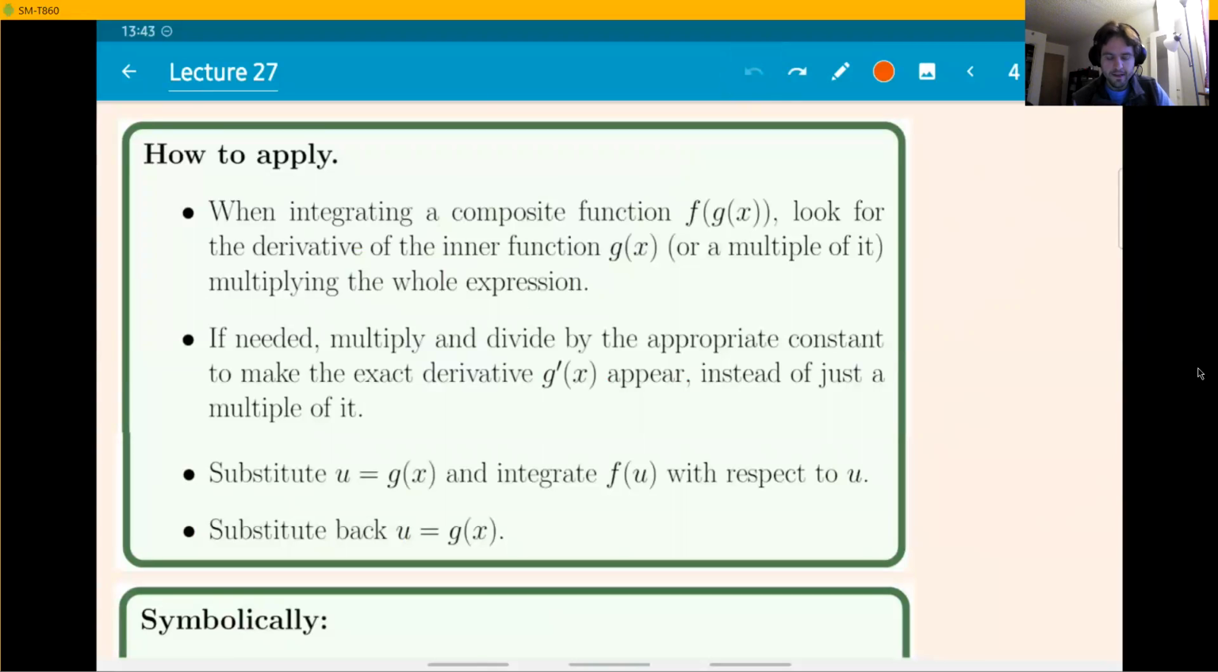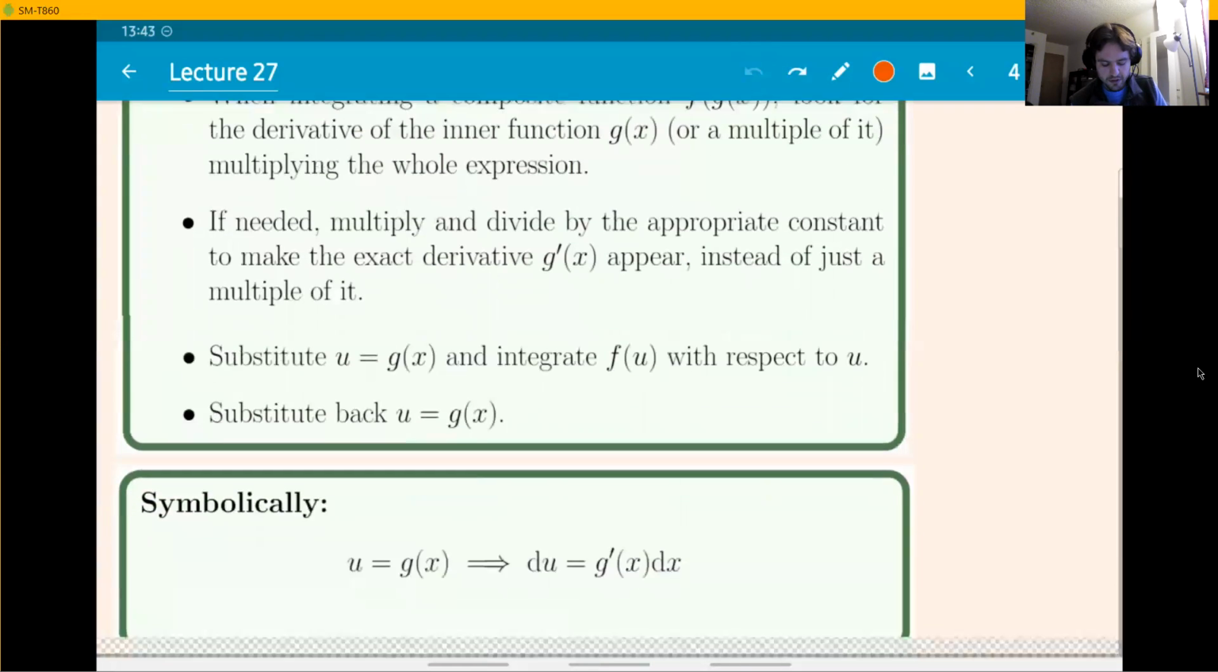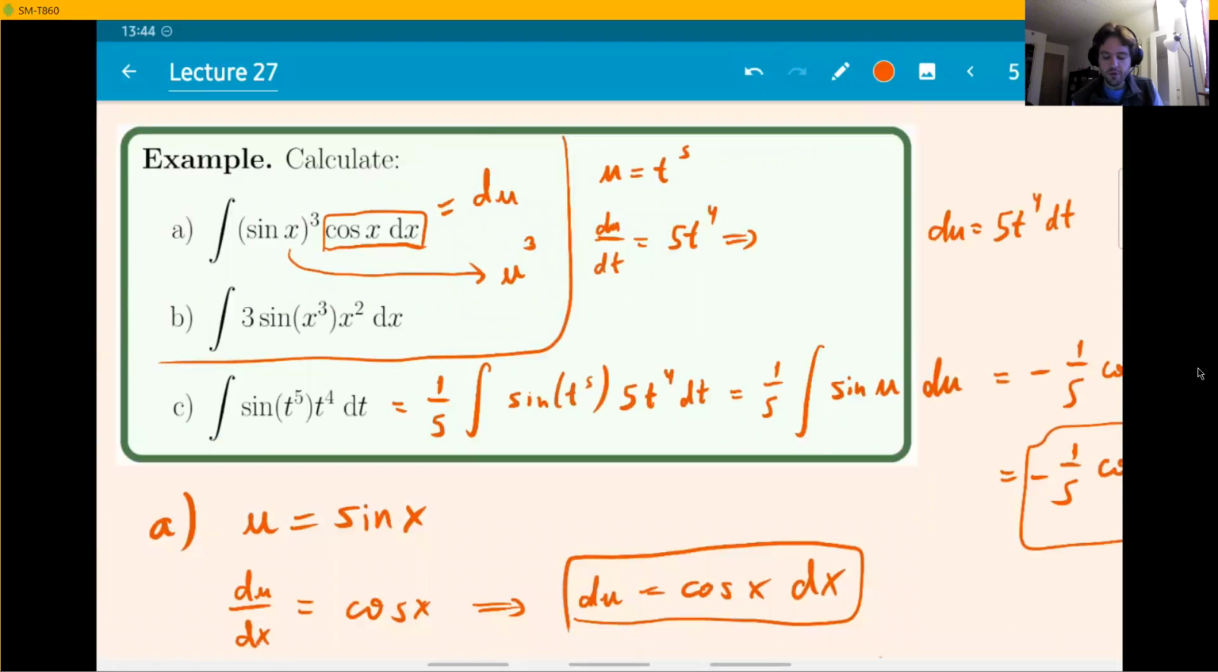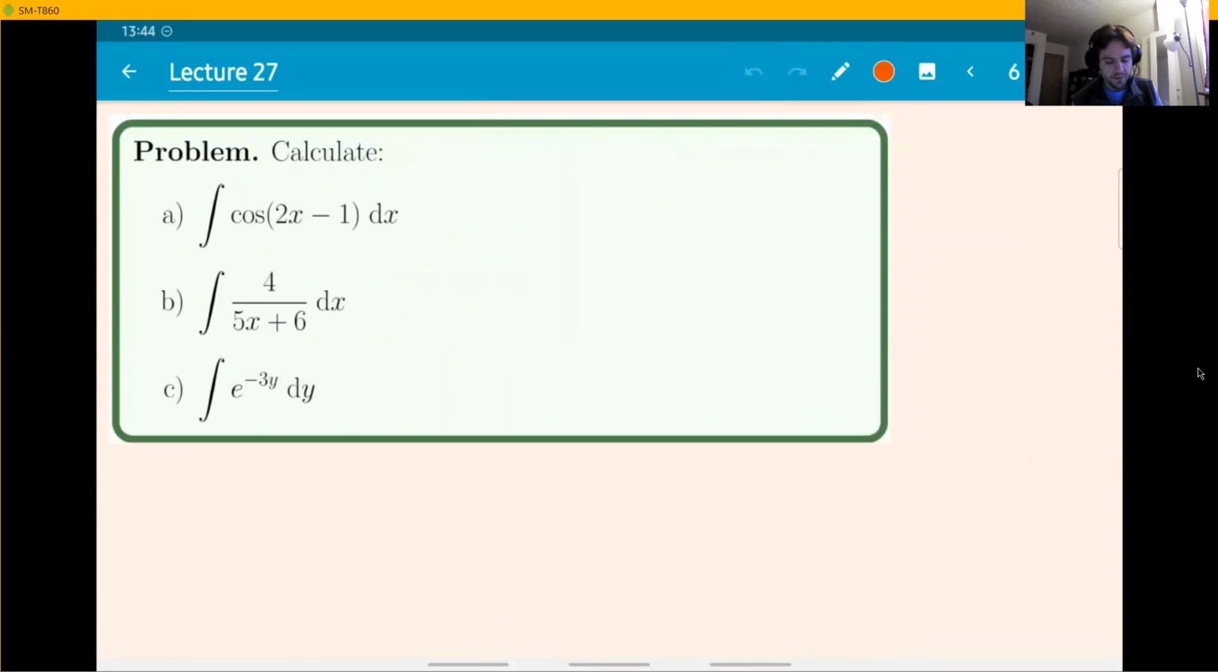After you do all that, the inner function becomes your new variable u. The rest, the thing with the g prime dx, becomes symbolically right here. G prime dx becomes your new du, and you integrate with respect to u. But then after you do that, substitute back the u as a function of x. Okay, so this explains everything that we just did here, and now we're going to do some more examples.